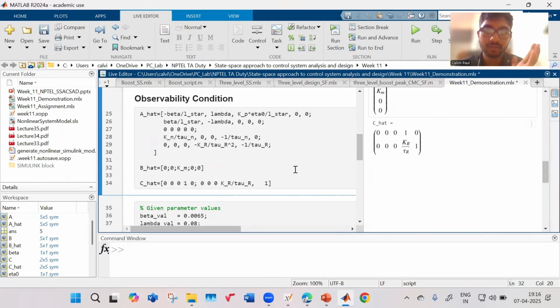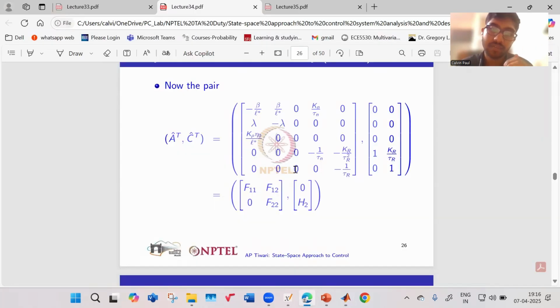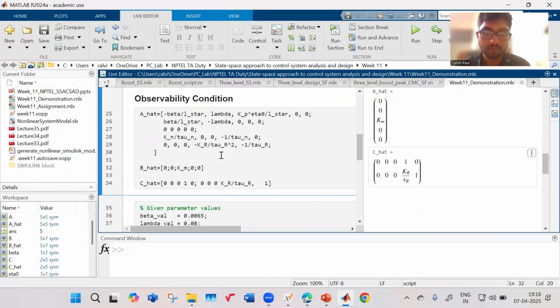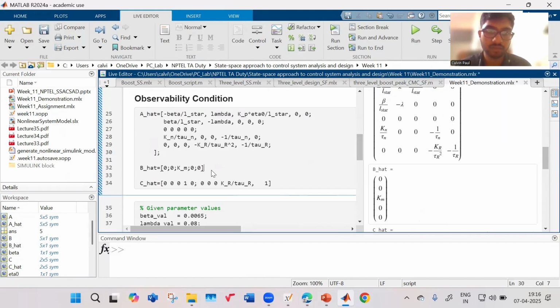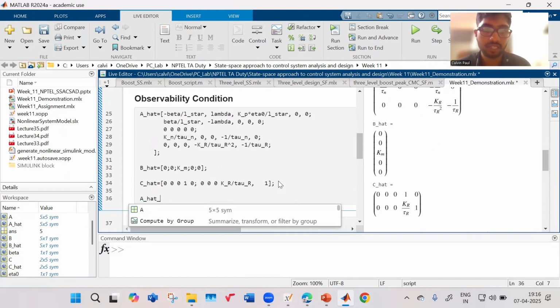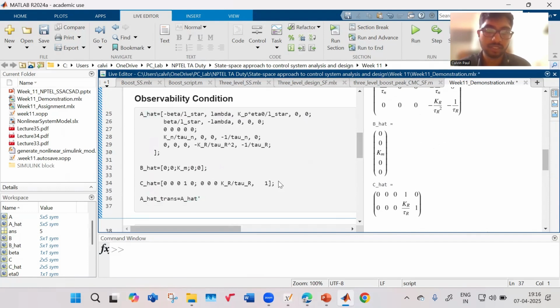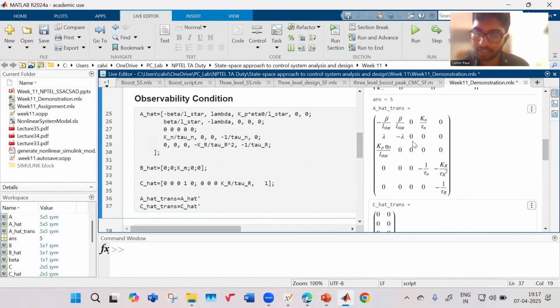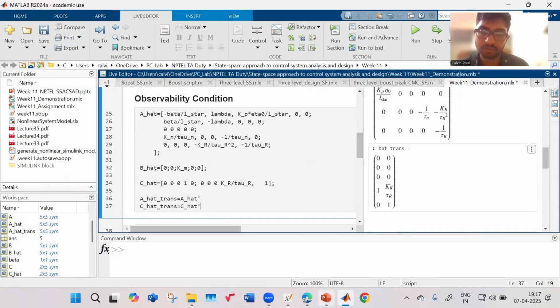So let us see what they have done. They have first found out A hat transpose and C hat transpose. So we have proved this, or we will not let it display. We had A hat transpose, then C hat transpose. Let us run this section. So this is our A hat transpose, and this is our C hat transpose.